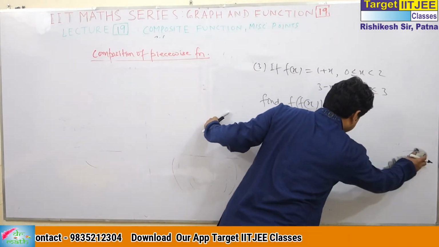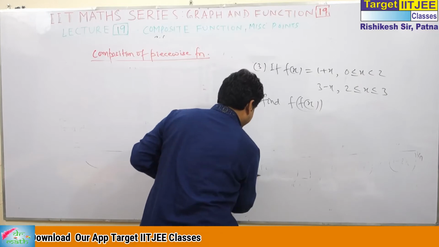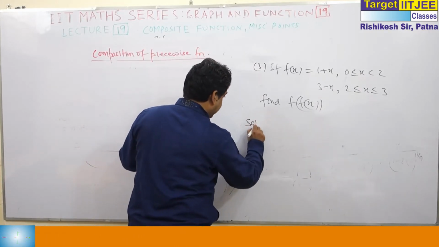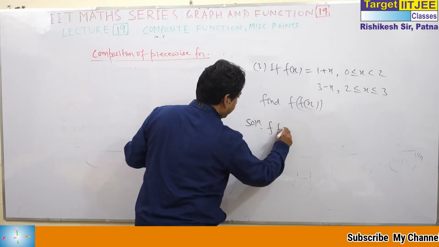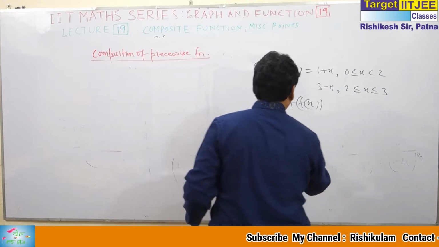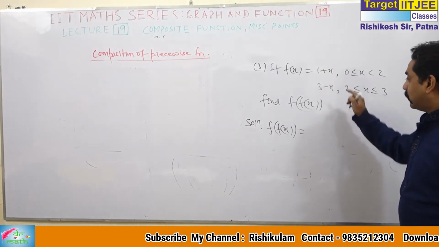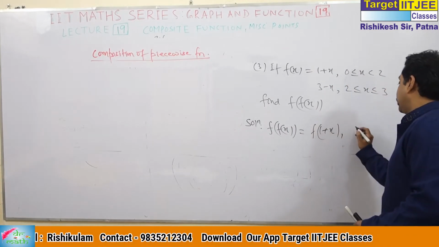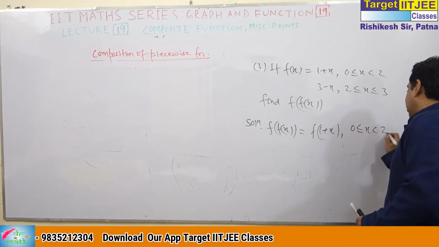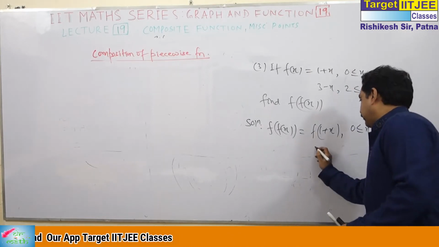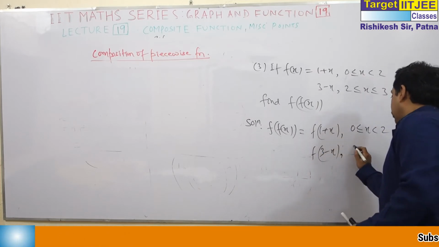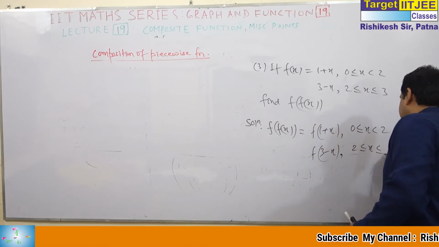Here we have to keep only one point in mind, what that you see with this question. Actually what we write, f of f(x) is what? For this f(x) I write this. What I write? I write f of (1 plus x) when 0 less than x less than 2, and for this what I write? f of (3 minus x), and what is this? 2 less than equal to x less than equal to 3.